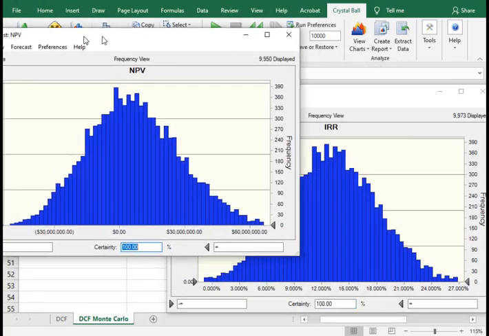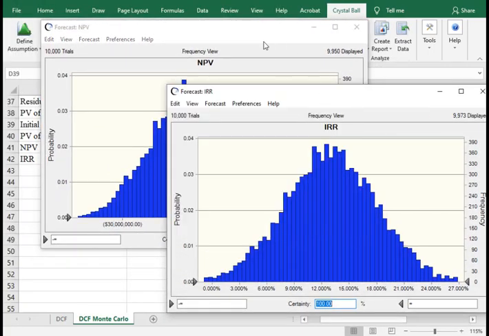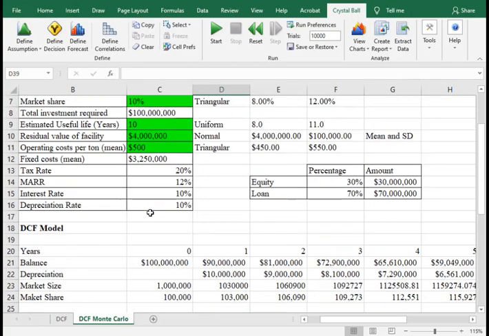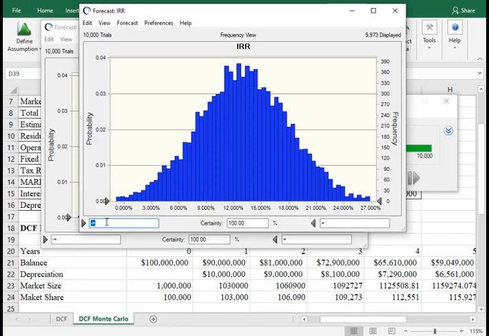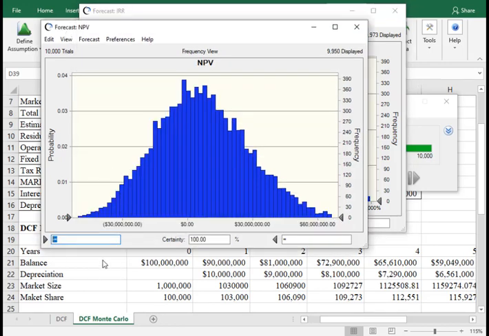Here we have obtained two charts for NPV and IRR. In our problem, the minimum attractive rate of return is 12%. Now let's see what is the certainty of IRR becoming more than 12%. The certainty of IRR of being above 12% is around 57.78%, and whenever the NPV is positive, that is greater than 0, the project is acceptable. Here the certainty of positive NPV is 60.16%.